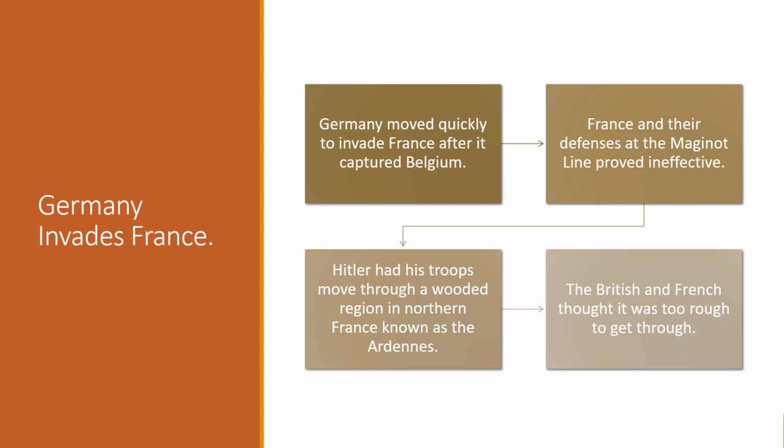So what Hitler has his troops do is they move through a wooded region in the northern part of France known as the Ardennes. Now, the British and the French thought that this area would be too rough for troops and tanks to get through. But Hitler and his troops and his tanks are able to move through the Ardennes pretty easily and pretty effectively. So that's how they're going to be able to sneak into France without France really being prepared for an invasion.